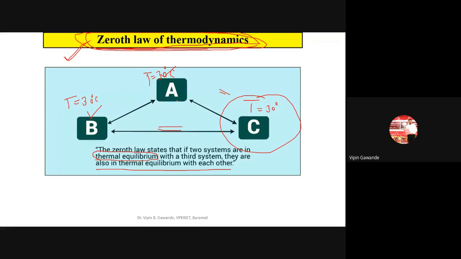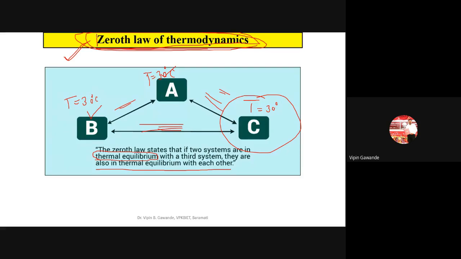Suppose we consider A, B and A, C. These are the two systems in thermal equilibrium with each other. Then B and C also will be in thermal equilibrium. These are in thermal equilibrium, these are in thermal equilibrium, then B and C also will become in thermal equilibrium.